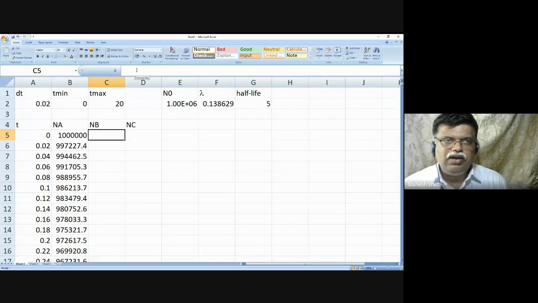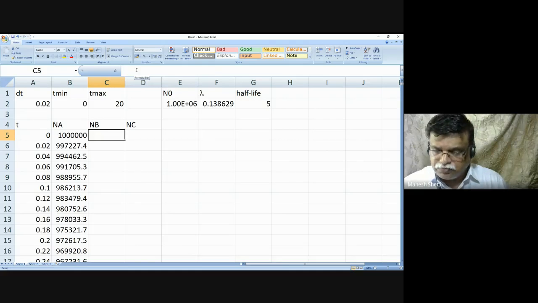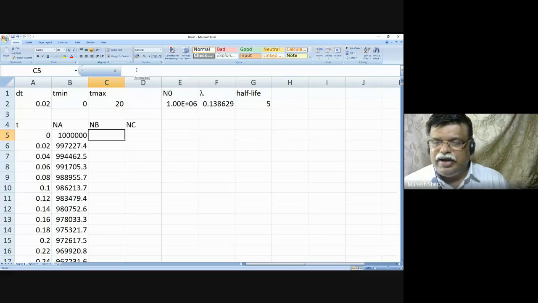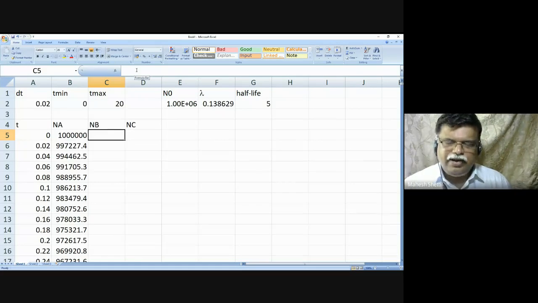When you want to solve a first order differential equation, you need one initial condition. If it is a second order differential equation, you need two initial conditions. That is because whenever you are solving a differential equation, you are doing an integration, and integration will have a constant of integration, and if you give an initial condition, that constant of integration can be determined.